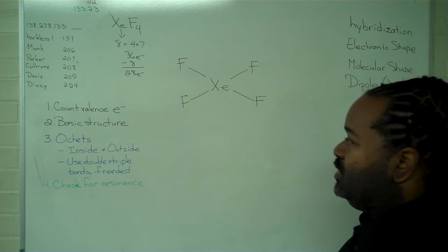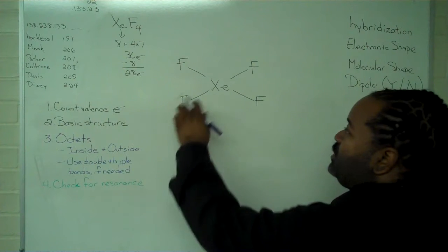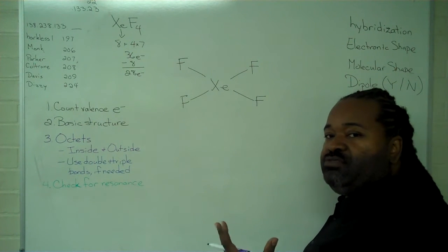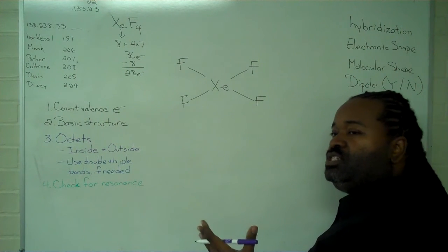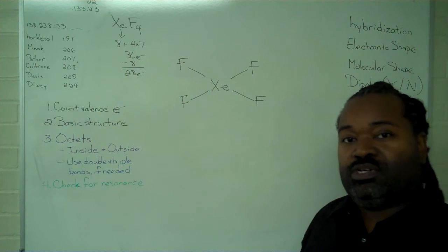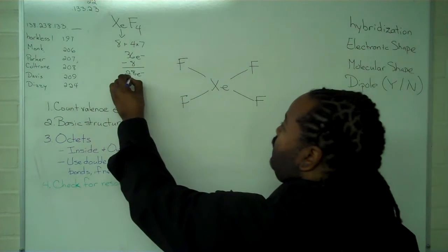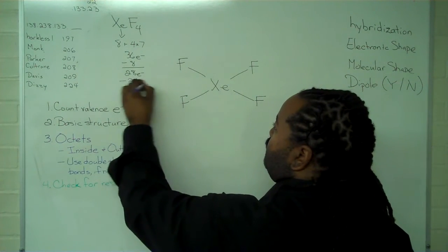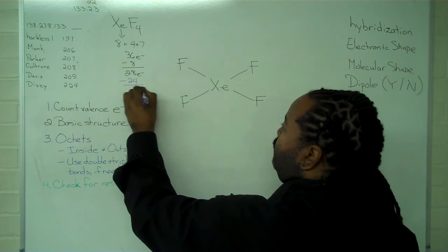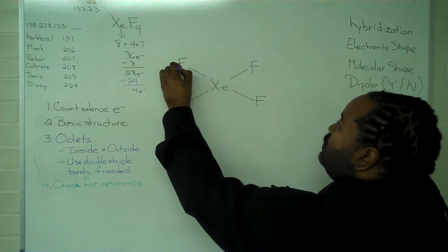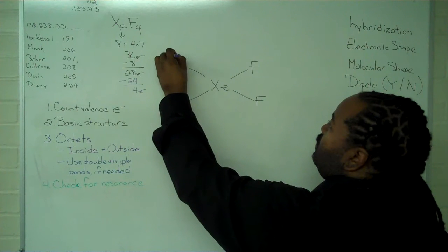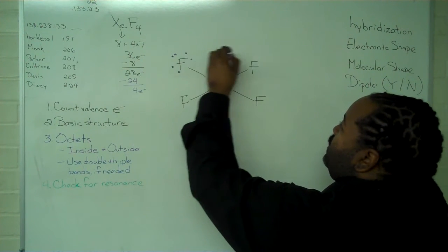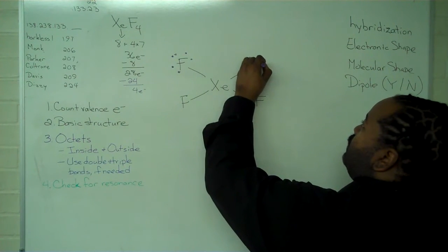In assigning octets, when I do the octets around the outside, I'll have 6 electrons to put on each fluorine. And so 6 times 4 gives me 24. So I'll be using up 24 electrons in this step, leaving me with 4. So the first step then is to assign all of these.